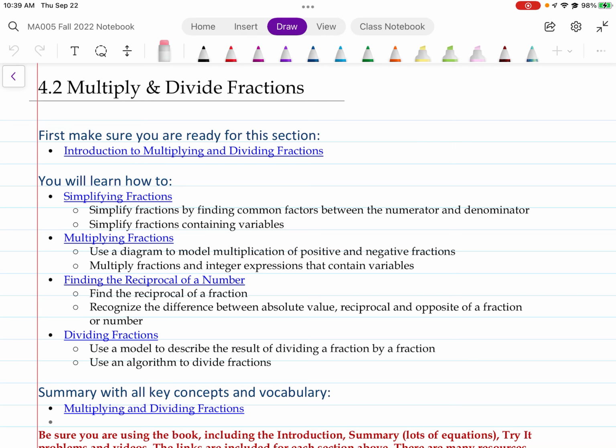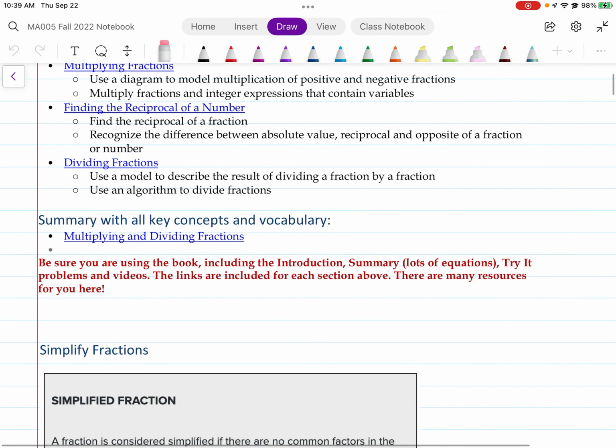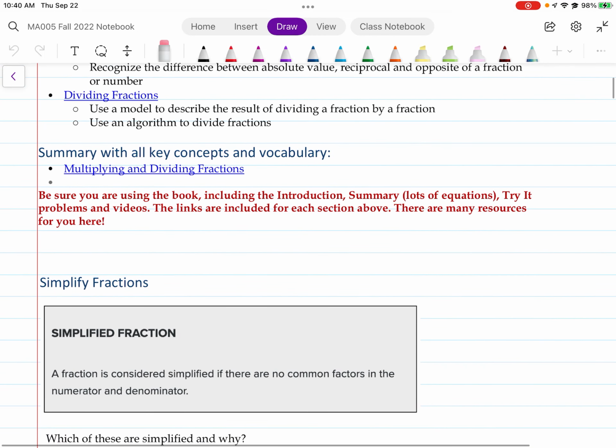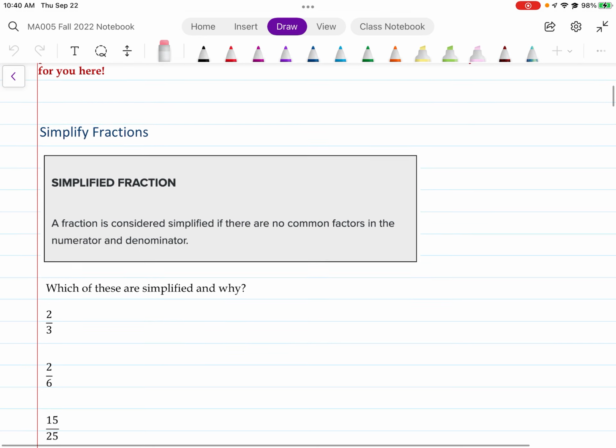So we're doing simplifying, multiplying, finding reciprocal, and then dividing. As usual, there's a lot of stuff in the book, so be using it, especially as things get harder.